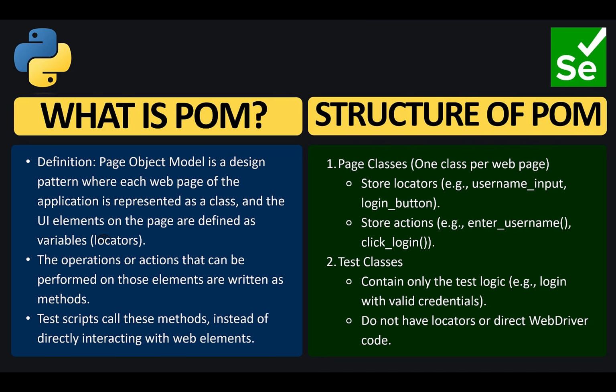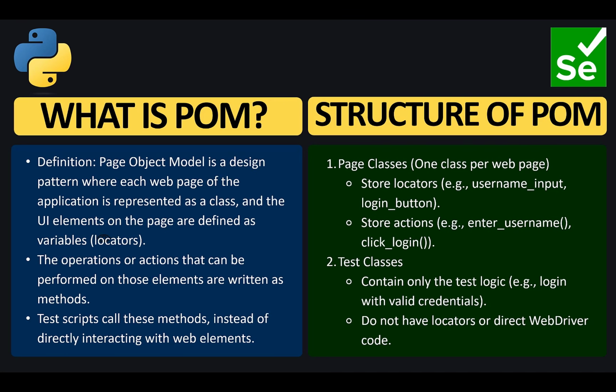And if there is a change in any of these areas, for example, if they have changed anything in the UI for the login functionality, you need to go to those 100 test cases and update each and every test case. So, in order to avoid this kind of situation, we need to separate the locators from the methods which perform the actions.